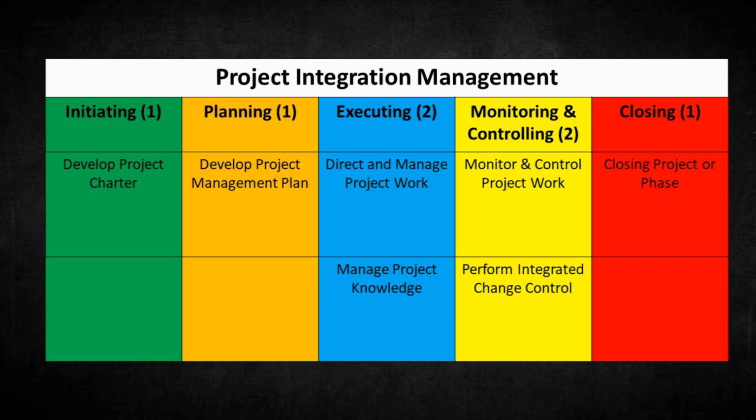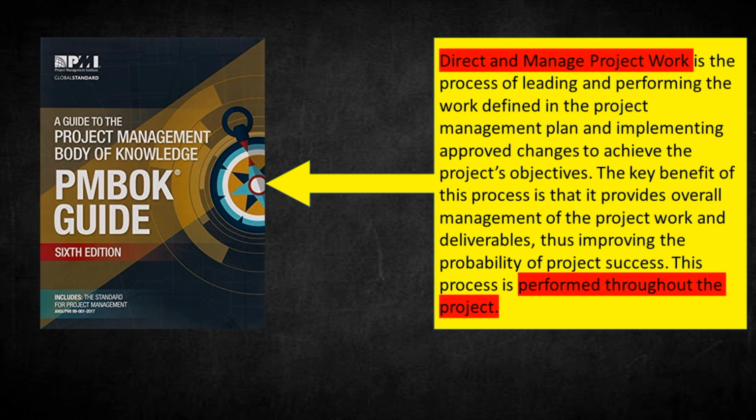In integration management knowledge during the executing phase, there are two processes. One of these is direct and manage project work. Direct and manage project work is the process of leading and performing the work defined in the project management plan and implementing approved changes to achieve the project's objectives.